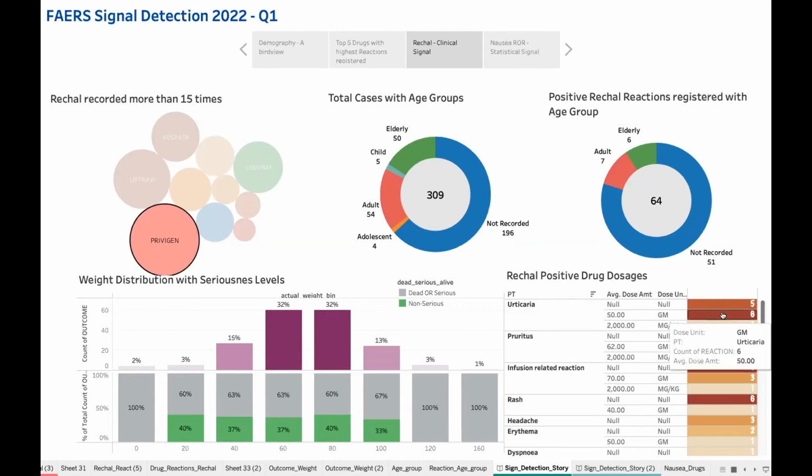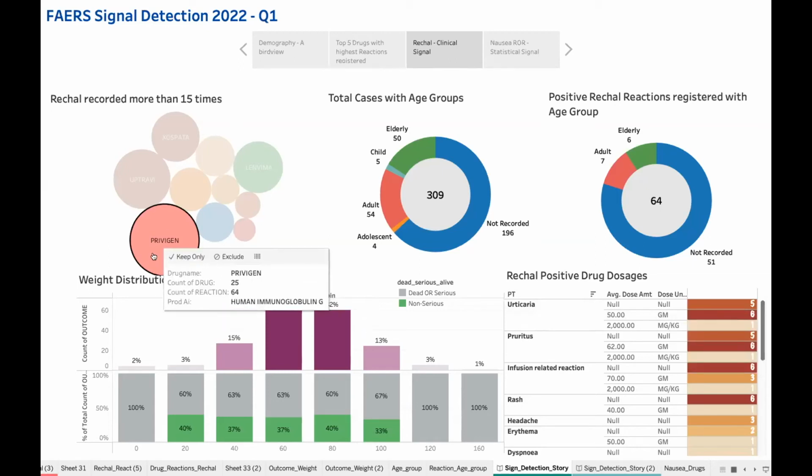Now this is a clinical signal. You see what reactions are recurring upon consuming what quantity of drug, for how many cases. Now this is the level of a clinical signal.